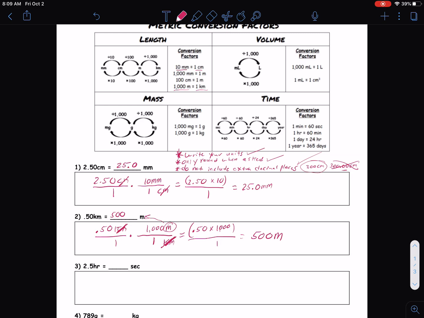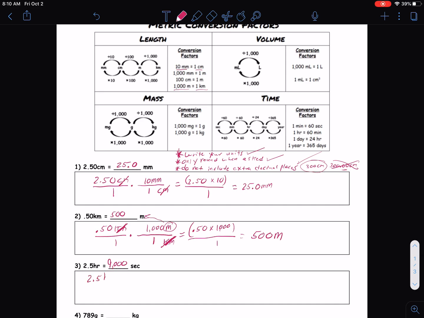Now let's go for number 3. Number 3, convert 2.5 hours into seconds. For this problem, the answer comes out to be 9,000 seconds. And we get that by taking 2.5 hours, setting it over 1. You then have hours in numerator, hours got to go in the denominator. So we're looking at time right here. Well, when we look at this, nowhere does it say you can go straight from hours to seconds. But I can turn hours into days or hours into minutes.